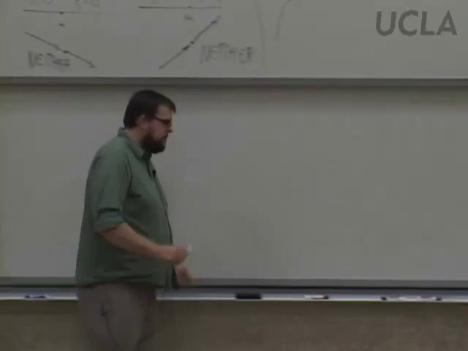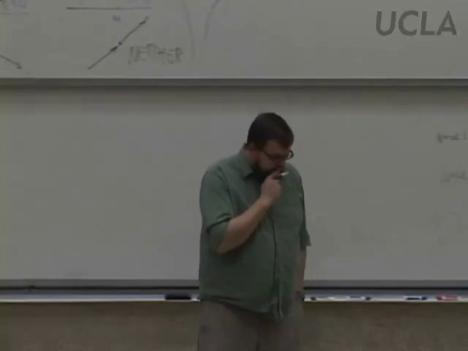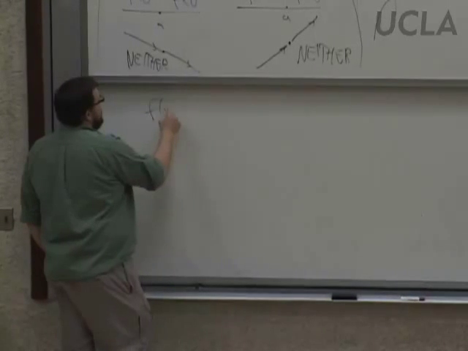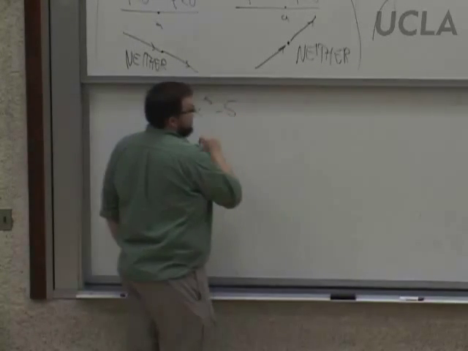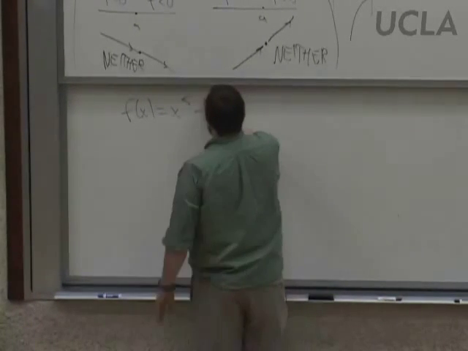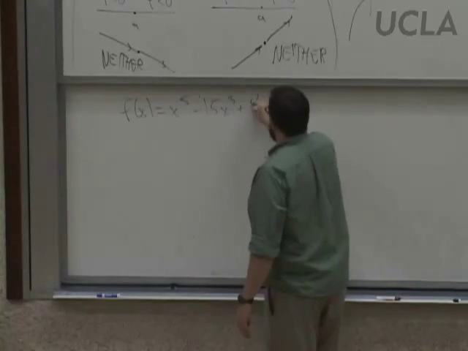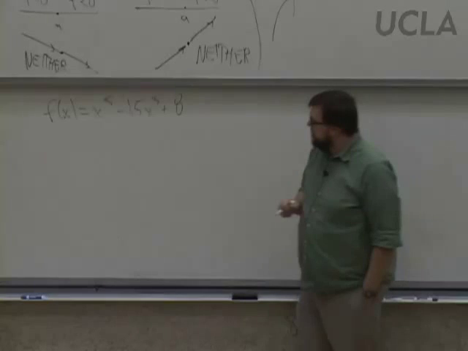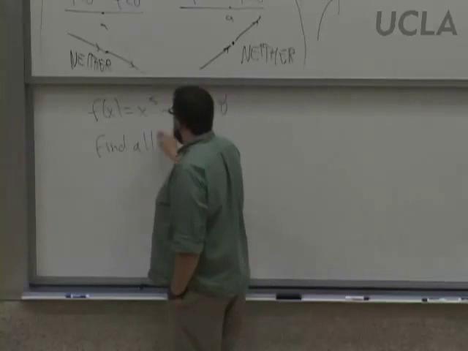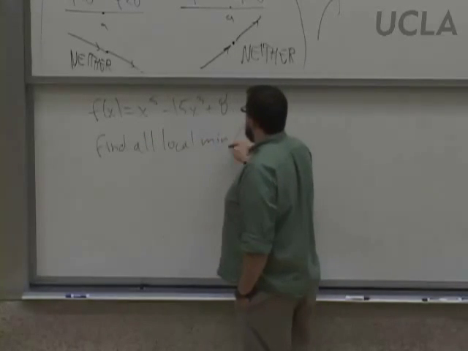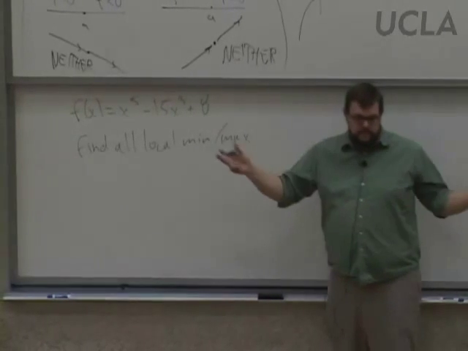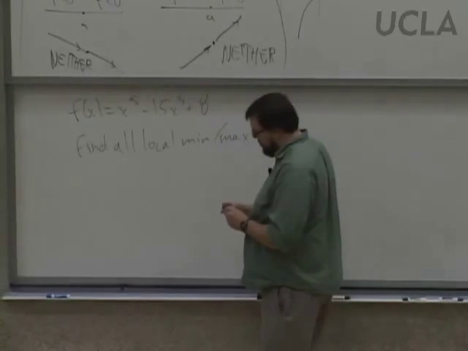Okay, so suppose my function f of x is x to the fifth minus 15x cubed plus 8. Here's my function. And I say find all local min and max. Now, I didn't specify an interval, so when we don't specify an interval, it's over all x values where the function is defined. In this case, from negative infinity to infinity.